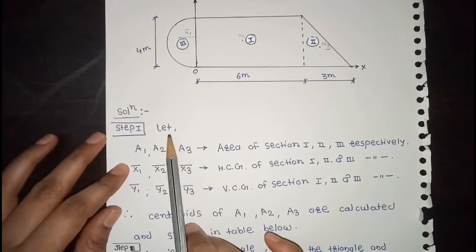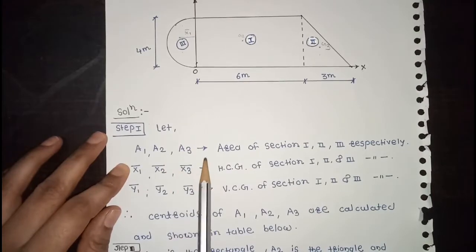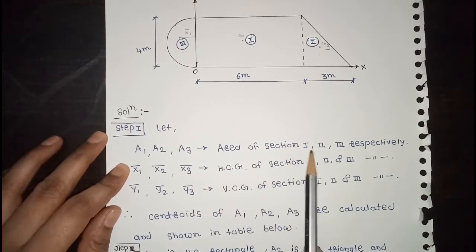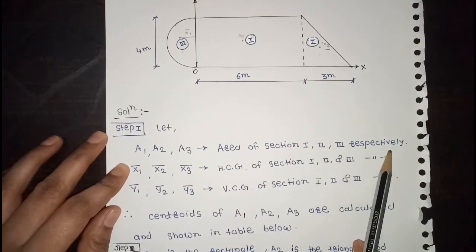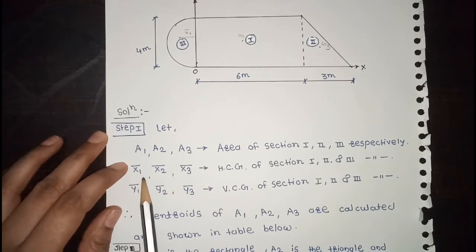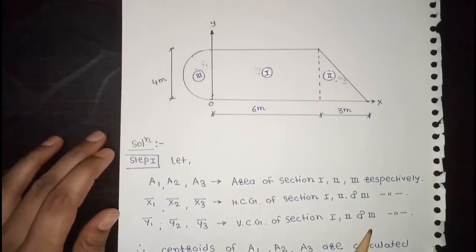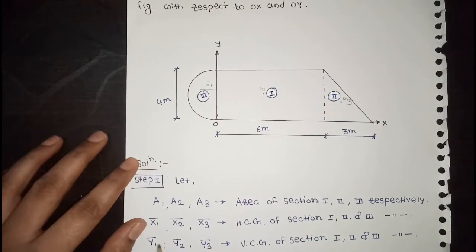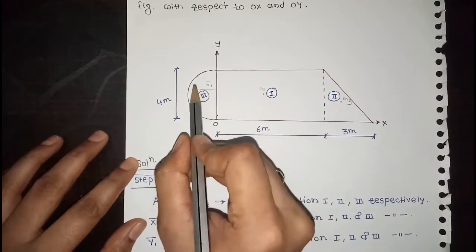Step first: let A1, A2, A3 be the area of section first, second, third respectively. X1 bar, X2 bar and X3 bar are the horizontal centroidal distances of section first, second and third respectively. First of all, what is meant by X1 bar? X1 bar means distance.